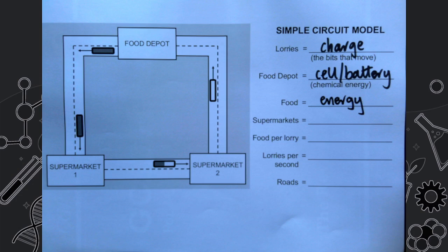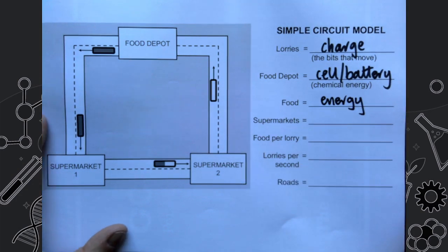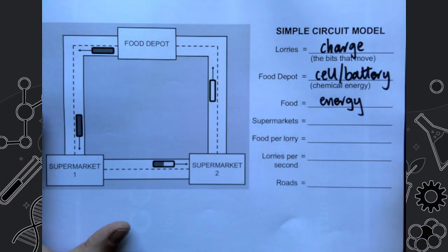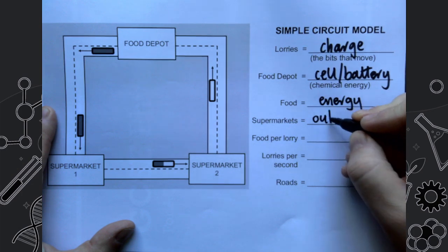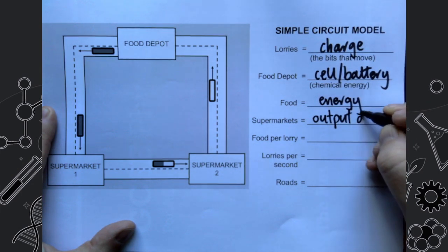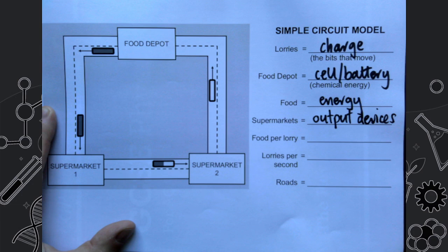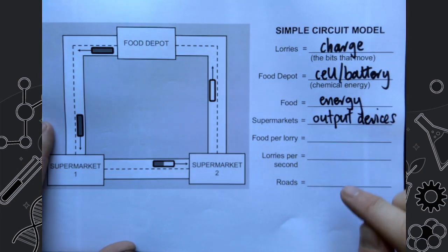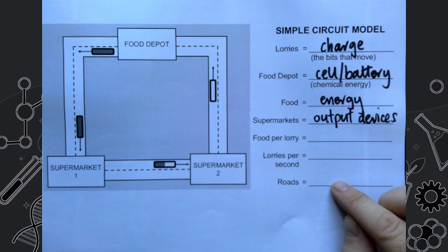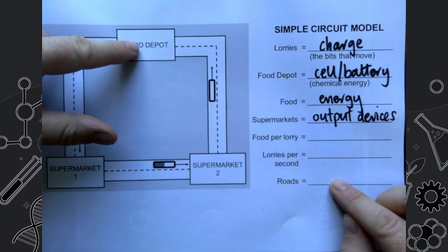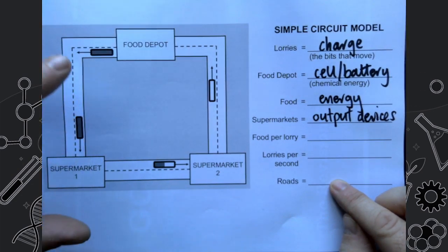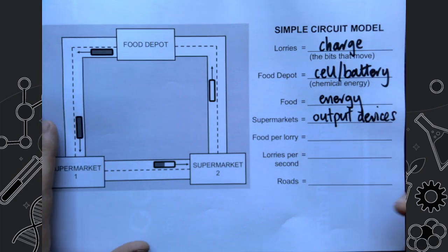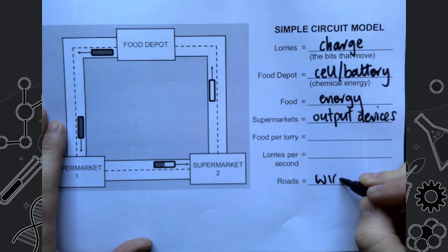And the supermarkets are where we drop off the food, and in a circuit those are where we drop off the energy, and those are called output devices. Output devices could be things like motors, bulbs, LEDs, resistors, heaters, anything that we can interact with. Now, I'm going to skip these two for a second and jump down to the roads. The roads themselves connect up the cell of the battery to the output devices. The lorries move along the roads, and these are called wires.